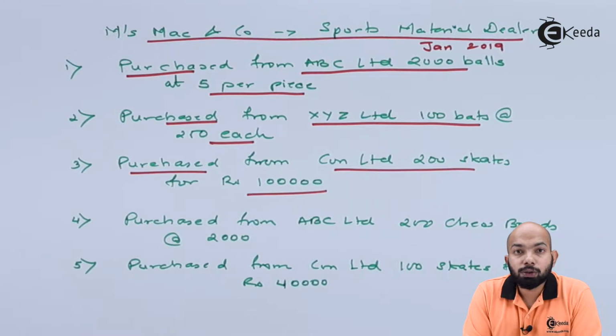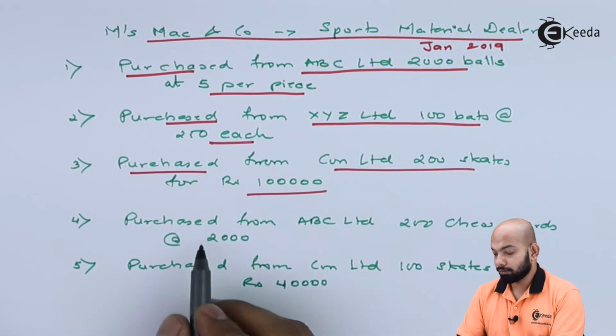That transaction refers to purchase of 200 skates from Messrs Con Limited for rupees 1 lakh. Hence, it has been mentioned that the total of 200 skates is for rupees 1 lakh itself. Let's go ahead and figure out what we have in the next transaction.